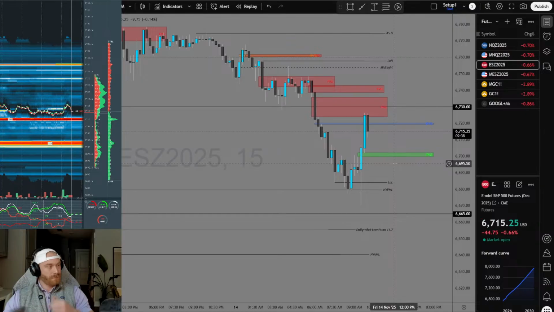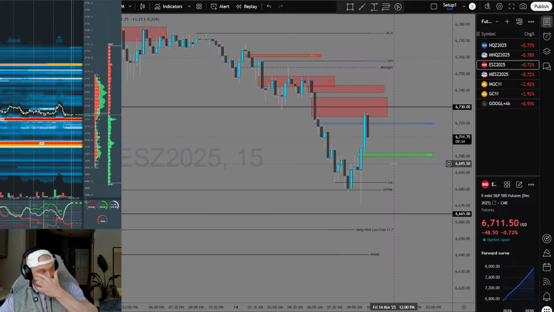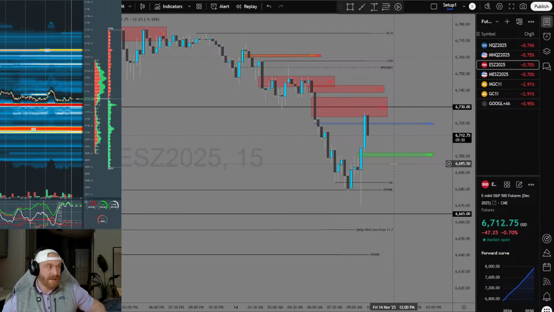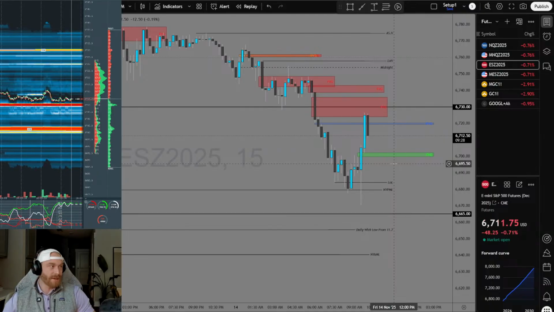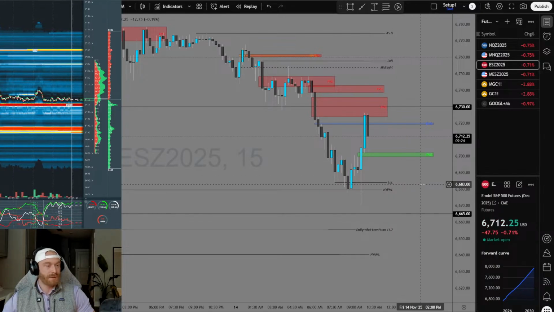Getting a pretty aggressive dump here on ES. I would imagine we're going to dump all the way down to 67.01 area potentially, but we do have a pretty big order here at 67.10. So we'll see what happens.